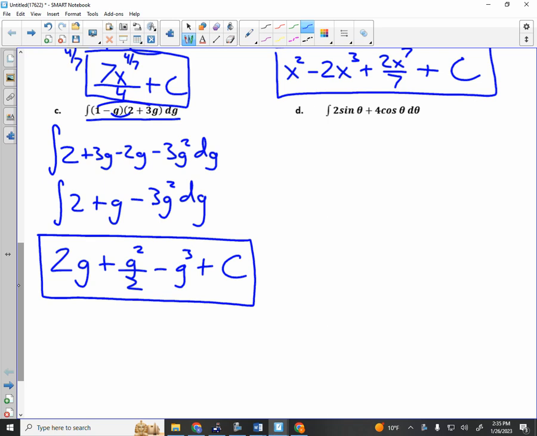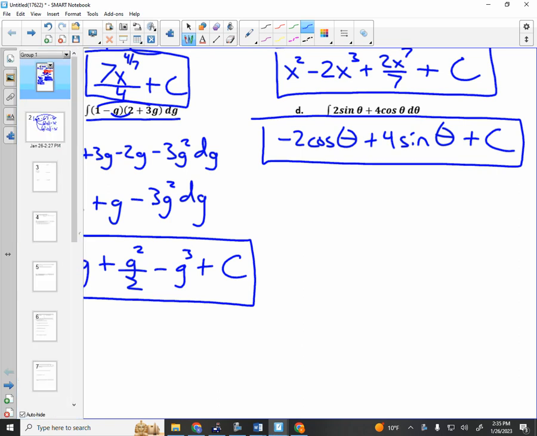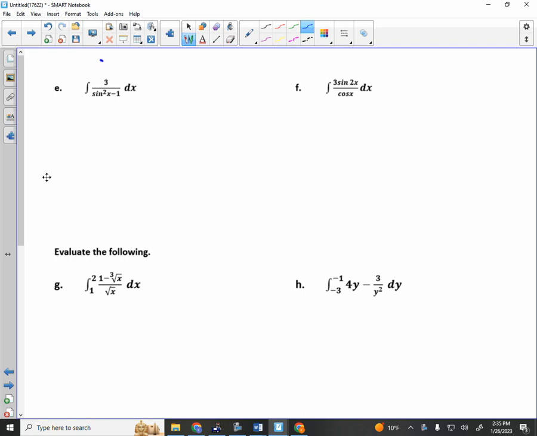Next one, the antiderivative of 2 sine of theta is negative 2 cosine of theta. And the antiderivative of 4 cosine is 4 sine of theta, plus a constant. Heard some people saying on this last test that they forgot how to find antiderivatives. It's going to be important moving forward. This is a great assignment to be able to practice some of those pieces.